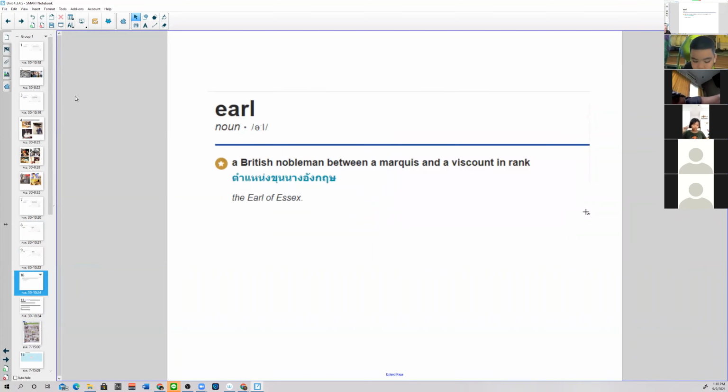The next word is earl. Okay, earl is the higher position in the British nobility society. More or less to my understanding, I think they are like a relative of a king and a queen, like a cousin, and that makes them earl. So they are very powerful men and own a lot of castles, I guess.